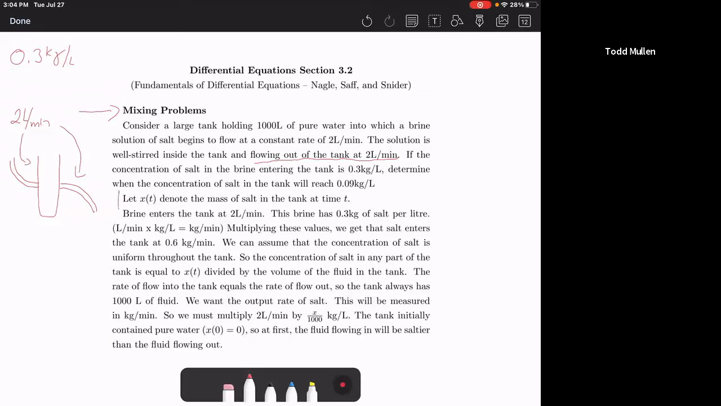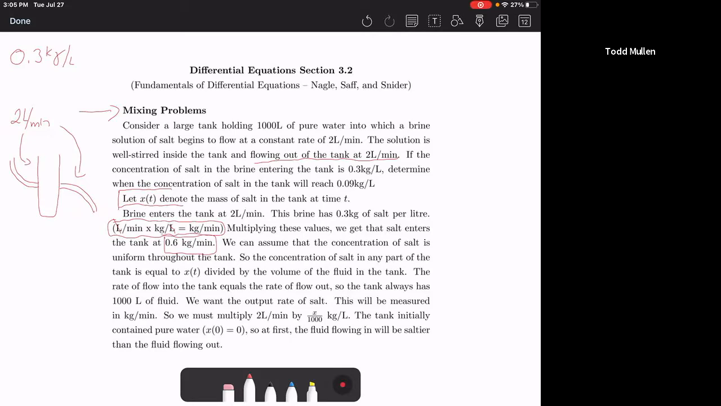We're going to let x of t denote the mass of salt in the tank at time t. So the brine enters the tank at 2 liters per minute. This brine has 0.3 kilograms of salt per liter. So immediately let's check our units here. If we take liters per minute and multiply it by kilograms per liter, we would cancel out the liters and be left with kilograms per minute. So multiplying those two values together will give us that the salt is entering the tank at 0.6 kilograms per minute.